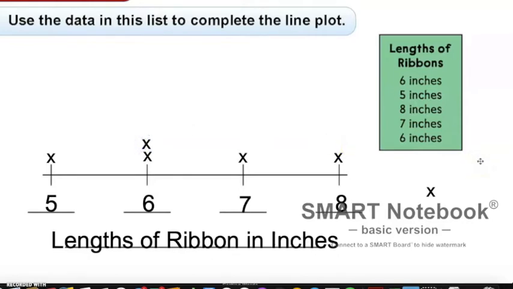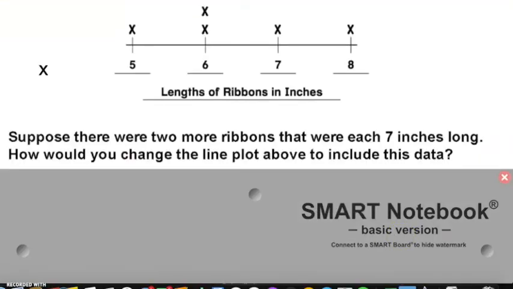Okay, and that's how you use a line plot and organize your data with a line plot. Very, very simple once you learn the steps on what to do to get it set up. So for this problem, it says, suppose there were 2 more ribbons that were each 7 inches long. How would you change the line plot above to include this data? I'm going to give you about maybe 5-10 seconds to think about how we would be able to add this information into our line plot. We want to add 2 more ribbons that are 7 inches long. So take a few seconds and think about what we would do to show this information in our line plot.